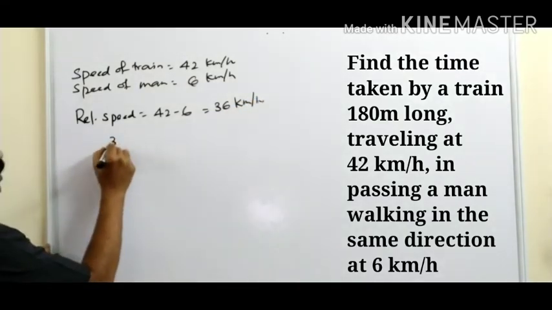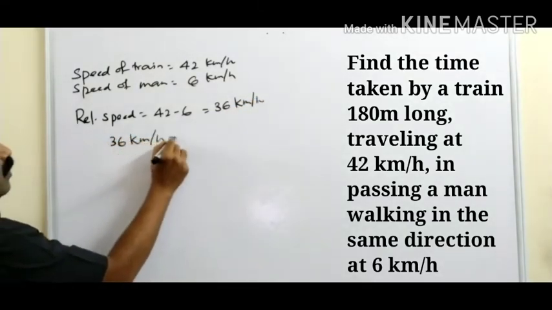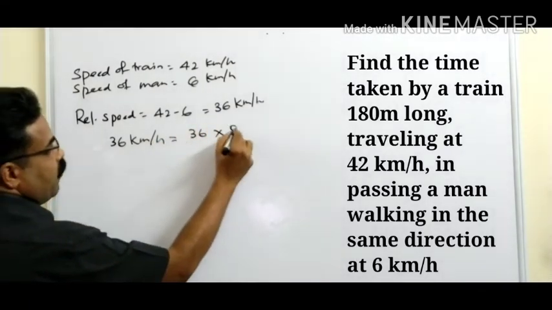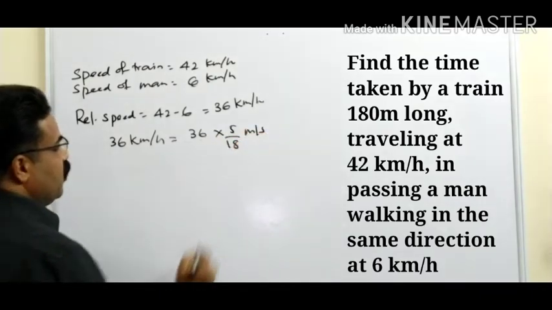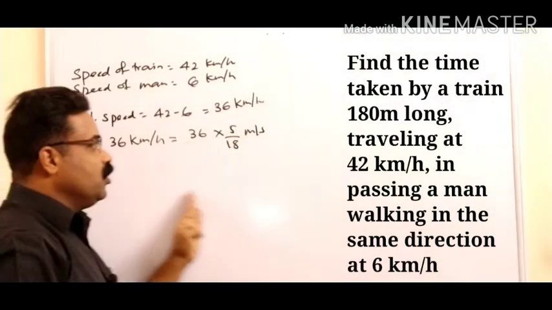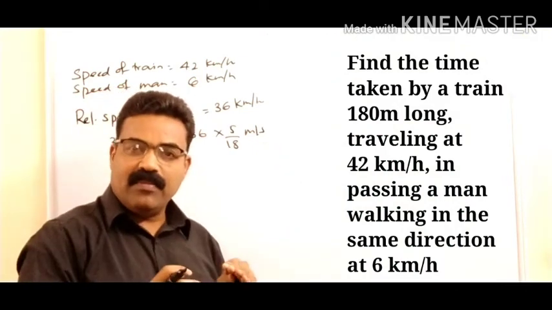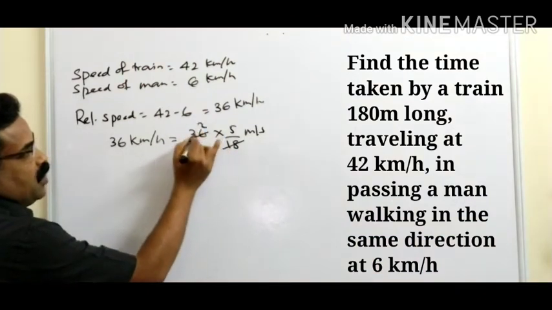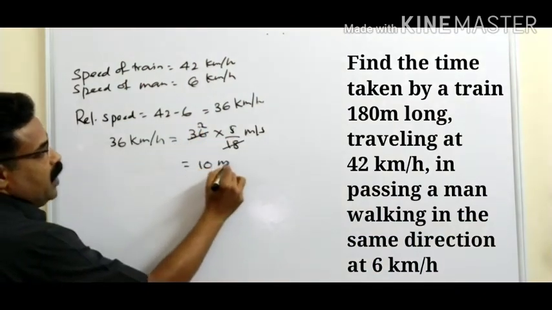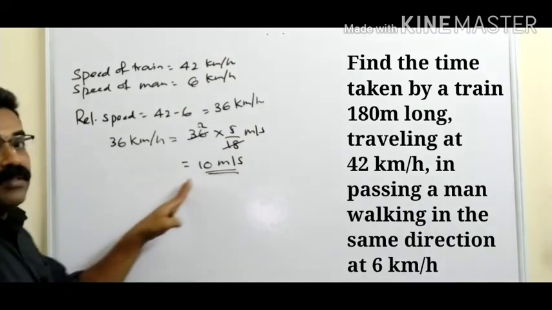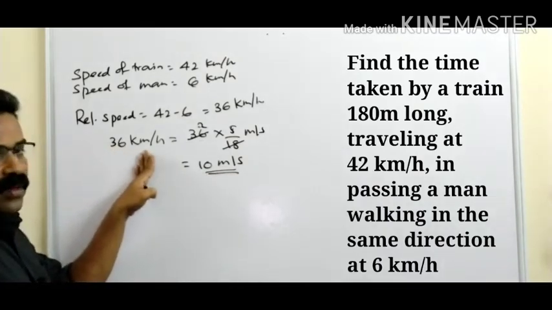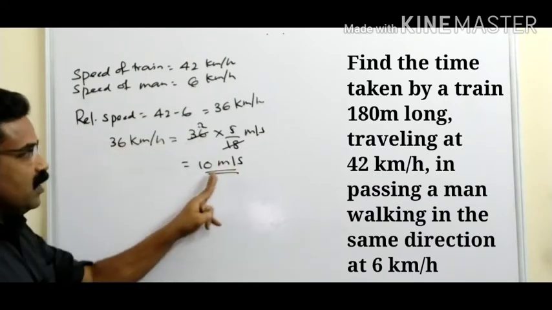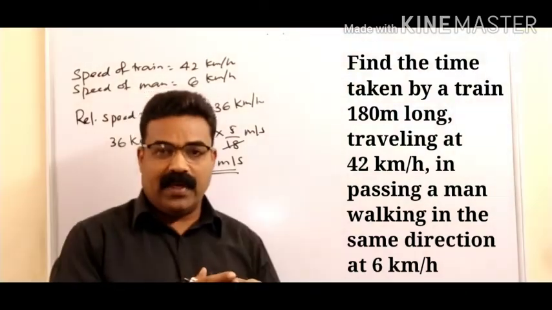But we know 36 kilometer per hour will be equal to 36 into 5 by 18 meter per second. We know how to convert kilometer per hour into meter per second. So we have to multiply it by 5 by 18. So I can cut it with 18 and 36. How many times? 2 times. 2 into 5, 10. So 10 meter per second. That is the relative speed. 36 kilometer per hour means in 1 hour, 36 kilometer, that is in 1 second, 10 meters. That is the relative speed.